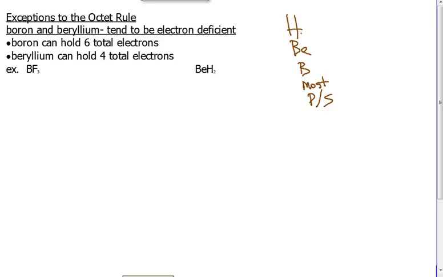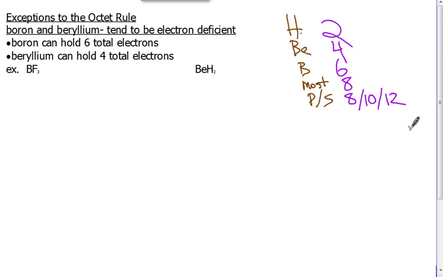How many does hydrogen want? It has 1 electron. How many does it want to get to? Trying to get to 2. Beryllium is also a cheater. Beryllium only has 2 valence electrons. It's happy with 4. Boron has 3. It's happy with 6. Most of the periodic table is trying to get to 8, aren't they? And then we have phosphorus and sulfur. They're happy with 8, 10, or 12.